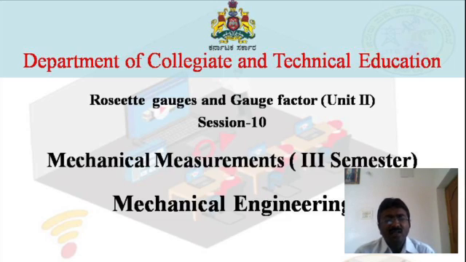The strain gauges are mainly used for the following. The first one is to measure strain at a point on a loaded member. Second, it acts as a strain sensitive transducer element in the measurement of force, pressure, torque, displacement, etc.